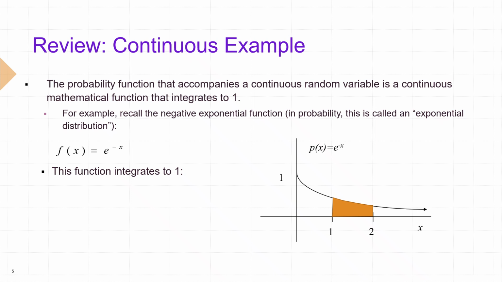Since this is a continuous distribution, we know that the integral of its probability density function over its domain must equal 1, as demonstrated here.